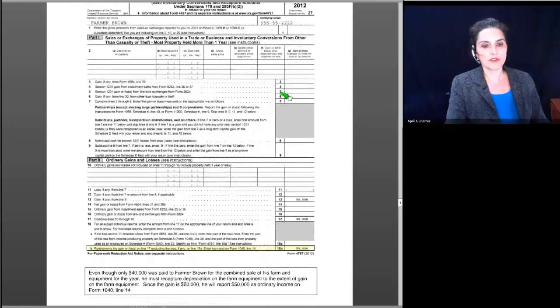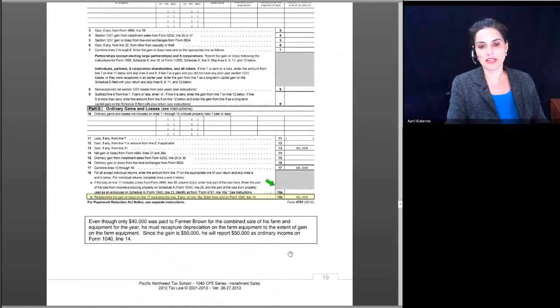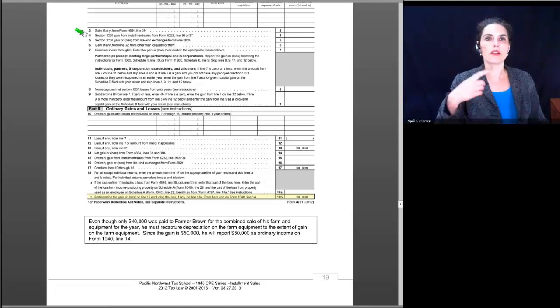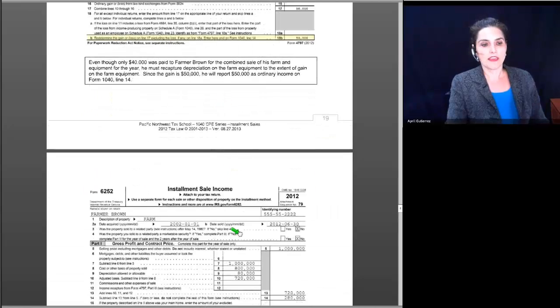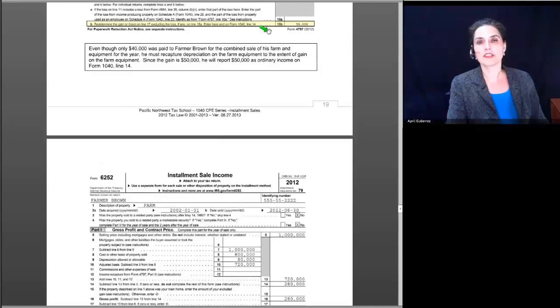We move over to page 1 of 4797, and the minimum amount of income tax for the year is going to be $50,000. There's no installment income really being reported on the form this year. If there were installment income, it would be reported on line 4. You'd go to 6252, figure out what amount of installment income there is for the year. But in Farmer Brown's case, the amount is 0, so line 4 is blank. But because he has to recapture all of the Section 1245 depreciation, he's going to enter that on line 18B. And when he's done with line 18B, that will actually carry to his Form 1040, and it's going to get entered on line 14 rather than on line 13 where you see most Schedule D income appear.